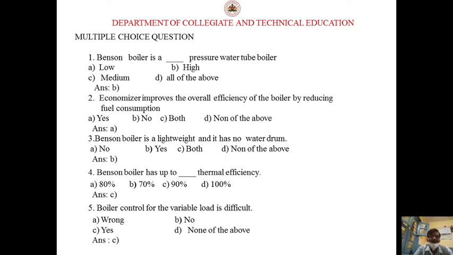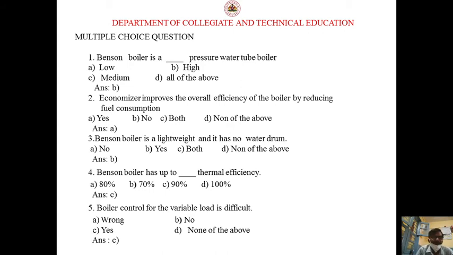Among the four answers, B is correct: Bunsen boiler is lightweight and has no water drum. Fourth question: Bunsen boiler has up to dash thermal efficiency: 18, 70, 90, 100. The correct answer is 90. Bunsen boiler has up to 90% thermal efficiency.